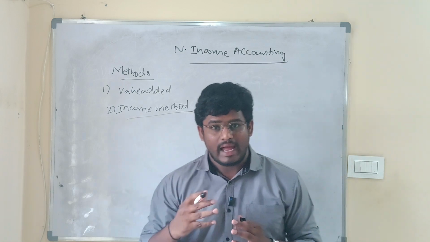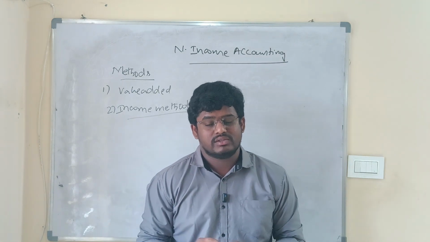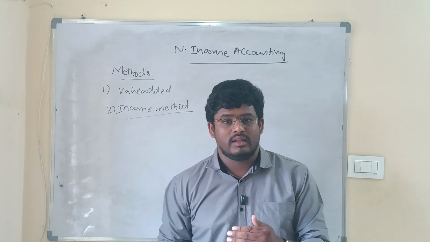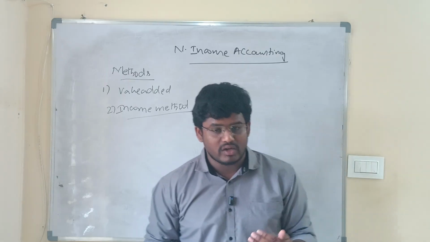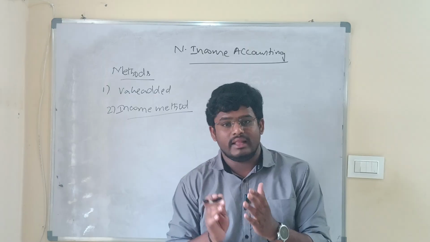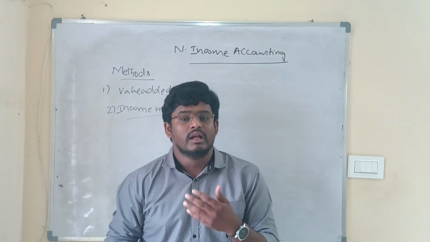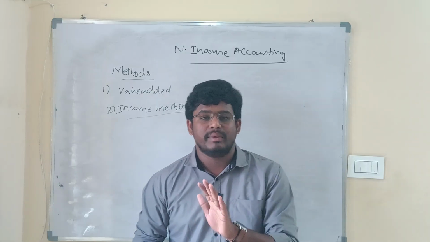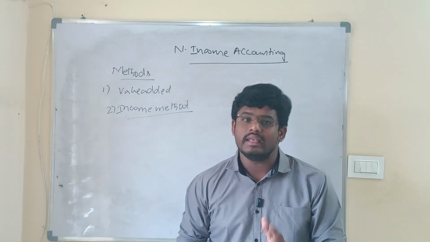So the income method calculates the GDP as the sum of factor incomes which are being generated in producing final goods and services. So whatever factor incomes are generated in the process of producing the final goods and services, if we add them, then it gives us the GDP of the country through the income method.